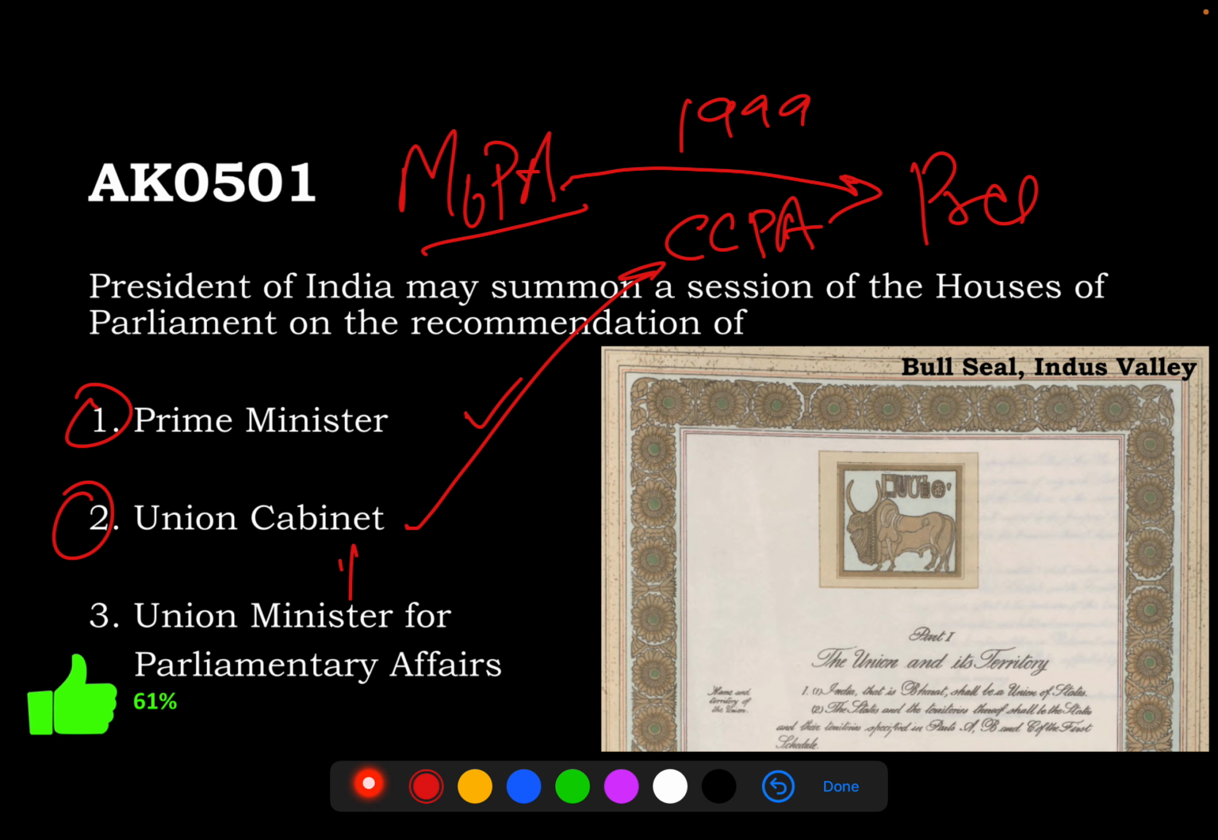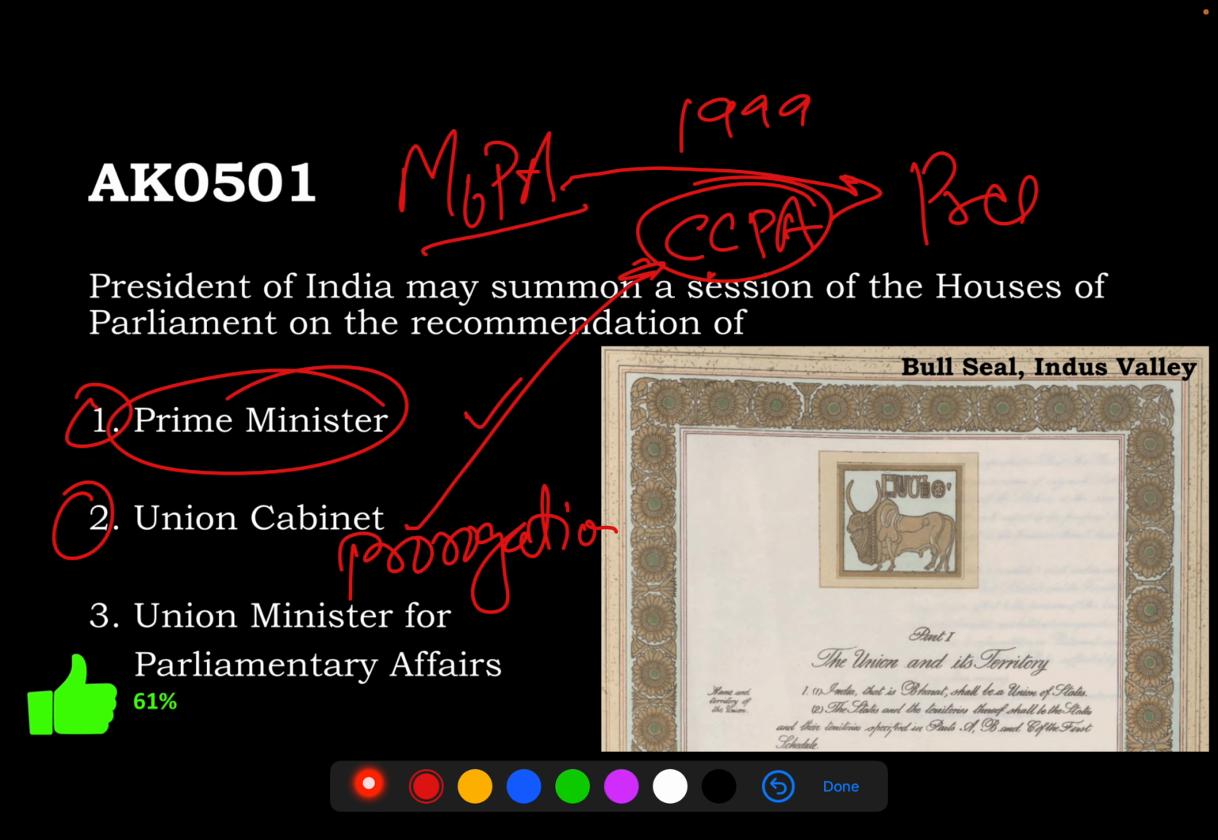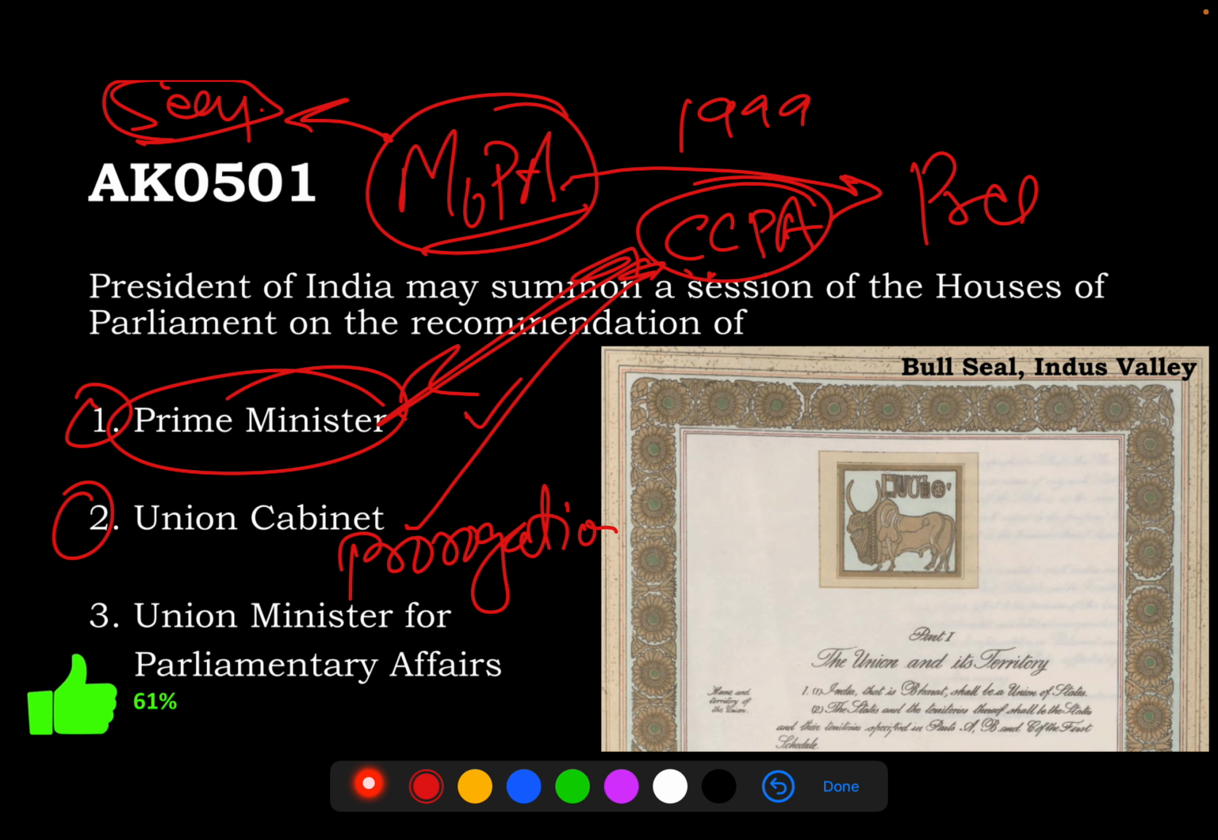Similarly, in the case of prorogation of the houses also, a largely similar process is followed, where the CCPA, or if the CCPA is not constituted, then the Prime Minister, approves the prorogation. Once they have approved, the Secretary of the Ministry of Parliamentary Affairs sends the decision to the Secretary Generals of the two houses, Lok Sabha and Rajya Sabha. They then seek the approval of the President of India. Anyway, that's the straightforward question where the correct answer is 1 and 2.